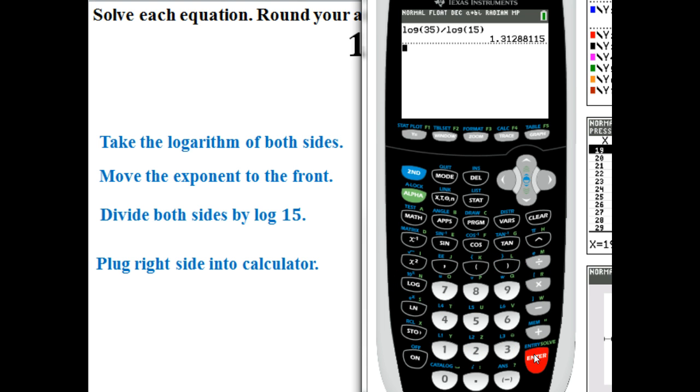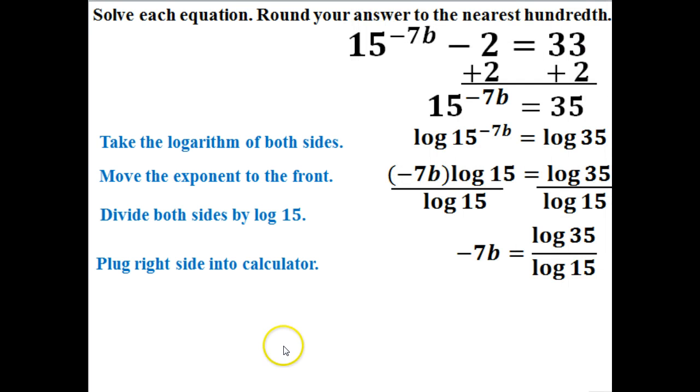I hit enter. It gives me this big long decimal. I highly recommend that you do not round until the very end. If you round too soon, you will obtain the wrong answer at the end. So don't round it yet. Now that we've got that, here's what it equals.